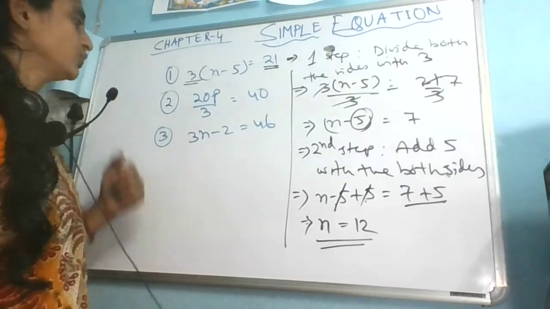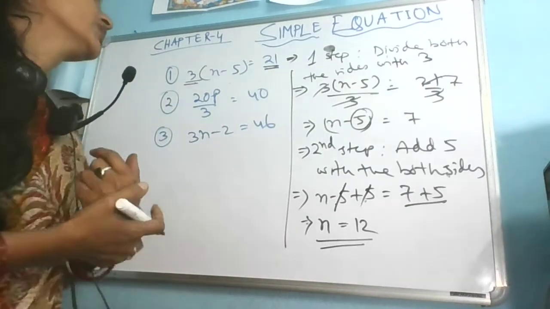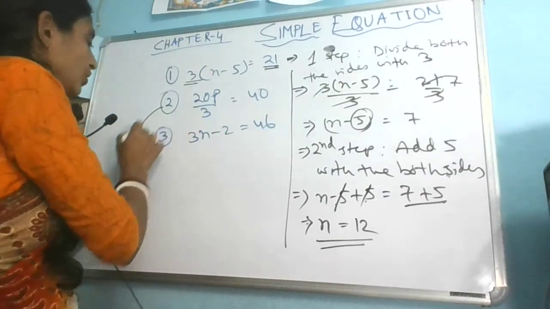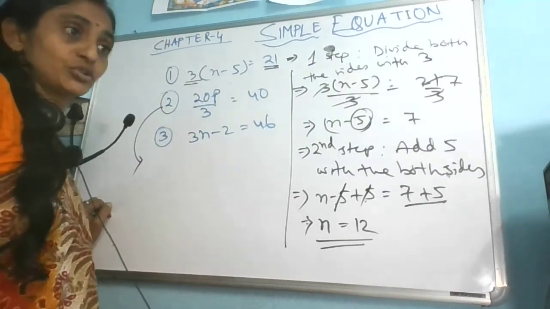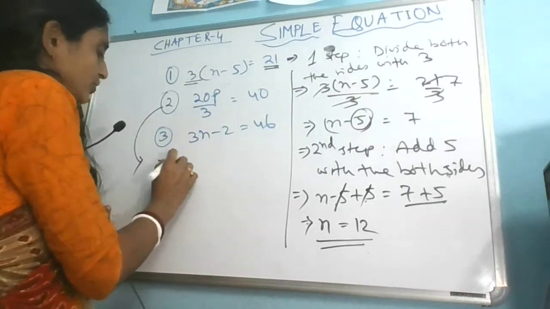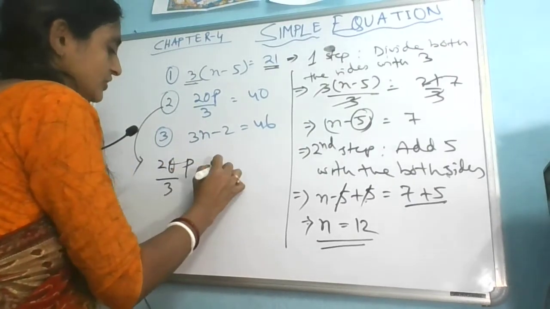Let's come to the second one. How can we solve the second one? For that one, here we are going to use the trial and error method. How can we solve this one? I am going for the trial and error method for this question. Okay, it is like that, it has been given.